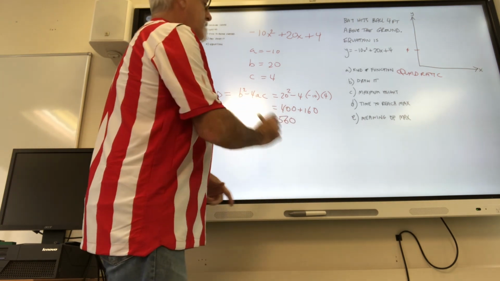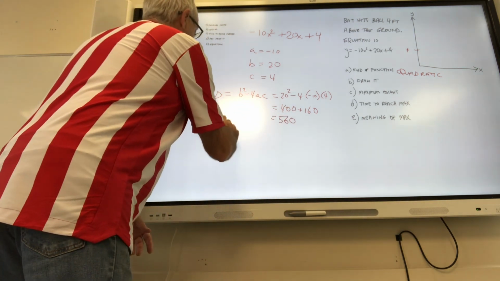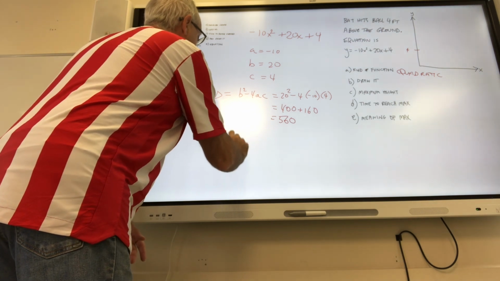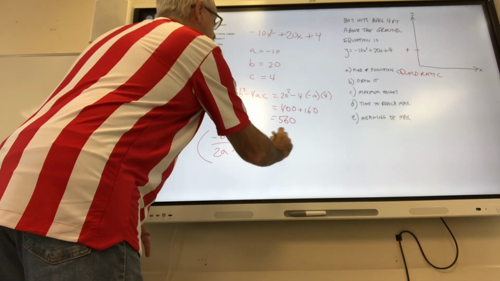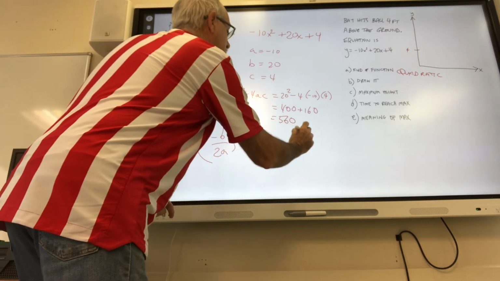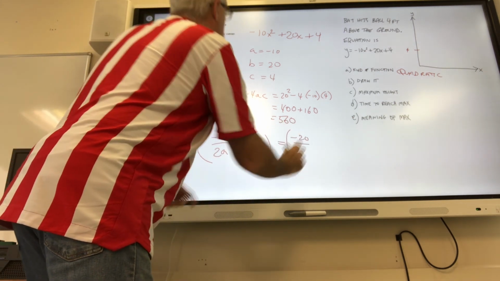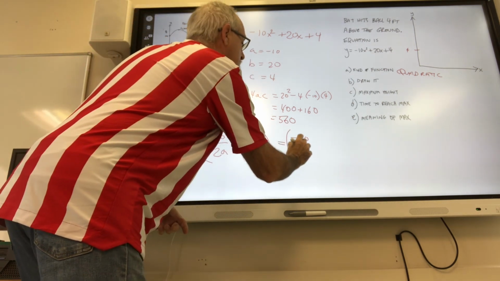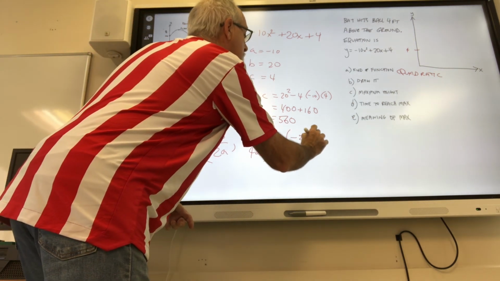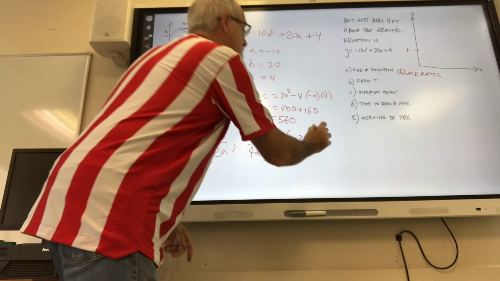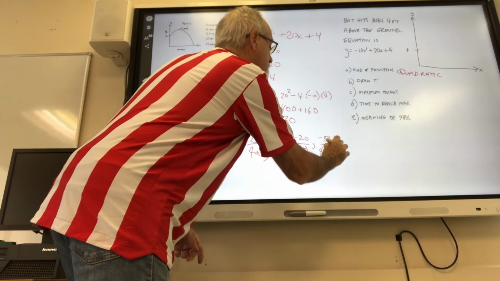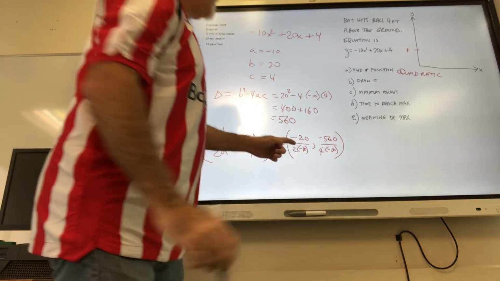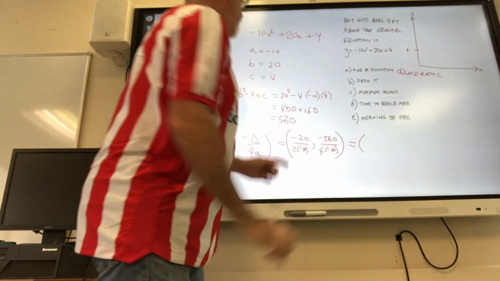I need that because the formula for the vertex is negative b over 2a, comma, negative delta over 4a, which in this case is negative 20 over 2 times negative 10, comma, negative delta, that's negative 560, over 4 times negative 10. Messy. And then I just simplify.